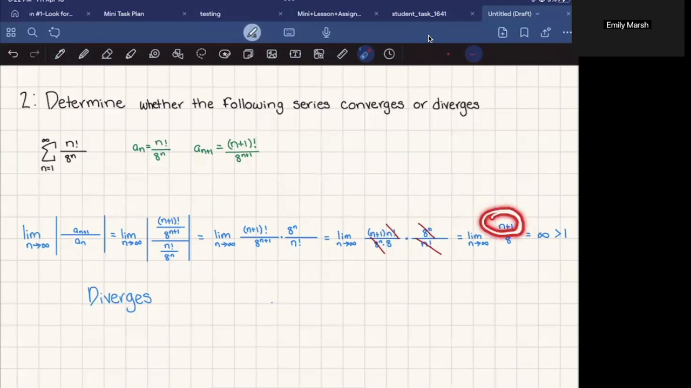Our numerator has an n in it. Our denominator does not. When the power of our variable is higher on the top than the bottom, this means that the top is growing much faster than the bottom. Thus, it's approaching infinity quicker. Therefore, this limit is approaching infinity. Thus, infinity is bigger than 1, and therefore, it diverges.